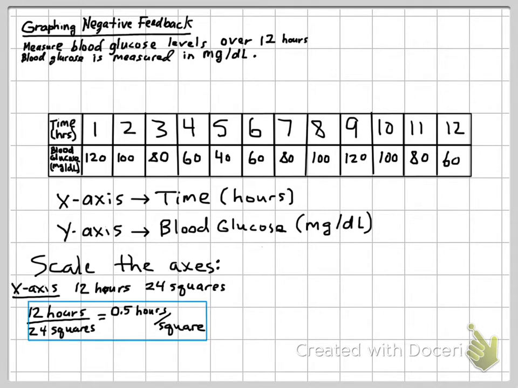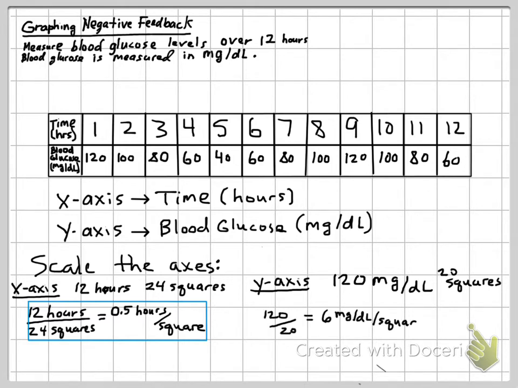Then for the y-axis, we've got 120 milligrams per deciliter as our highest value, and we've got 20 squares going up the y-axis. So let's do that math. 120 divided by 20 is 6, so we get 6 milligrams per deciliter. Each box going up the y-axis is going to have a value of 6.